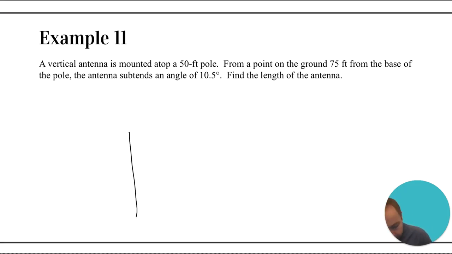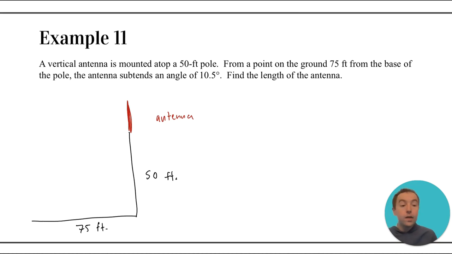So here we could construct a little sketch of our 50-foot pole. And then on top of that is some antenna that we want to try to determine the length of. And then from the bottom of that pole along the ground, 75-foot distance, we've got this subtending angle.